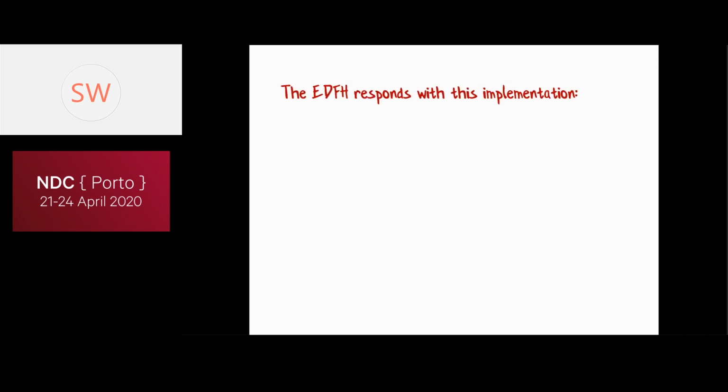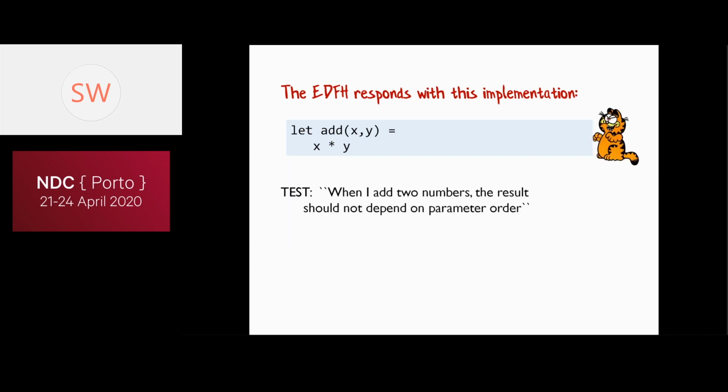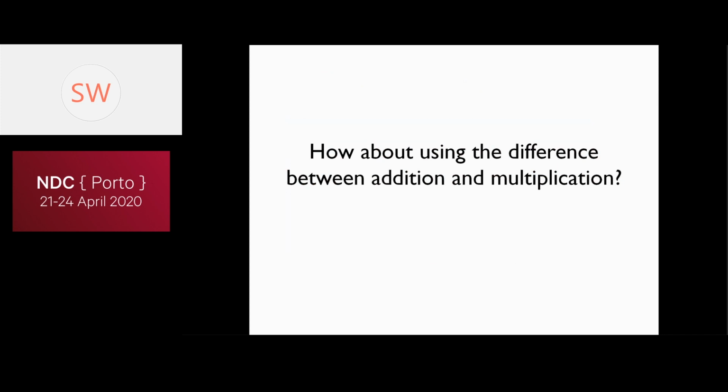Now, of course, the enterprise developer from hell is clever and evil, and they will respond with this implementation. To add two numbers together, you multiply them. Now, this passes the test. He's being very, very evil today. Unfortunately, this test passes with this bad implementation. But we're getting the hang of it here. We can keep doing the same thing.